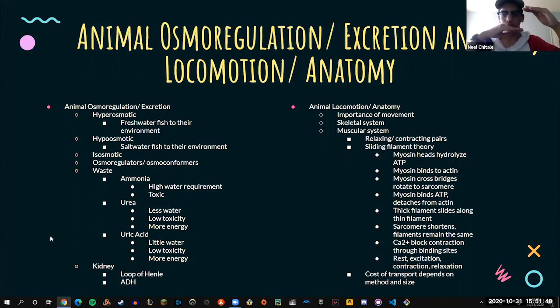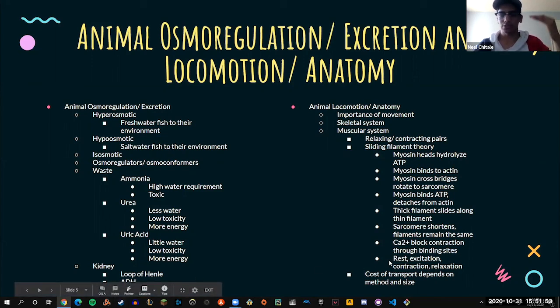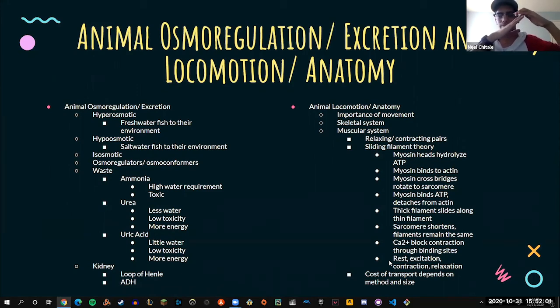So there, I have it down here. There's actually these 4 steps. You have rest, where nothing's happening; excitation, where the ATP allows the myosin head to reach up to the actin binding sites and grab them. Then you have contraction, where the myosin heads rotate the sarcomere to move in a certain direction. And then you have relaxation, where the ATP attaches to the myosin again to break it off from the actin and to release the hold that it has.